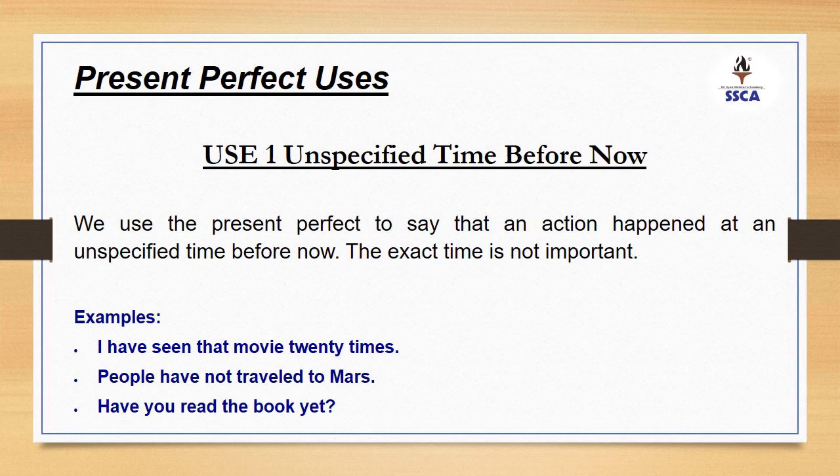And see example number 2. People have not traveled to Mars. This is the negative statement and we are not specifying any kind of time here. In example number 3, which is question, have you read the book yet? Here you are asking, have you read it yet or not? But you are not specifying any time or any day about the reading of the book. Now let's move forward towards the zones of unspecified time before now.